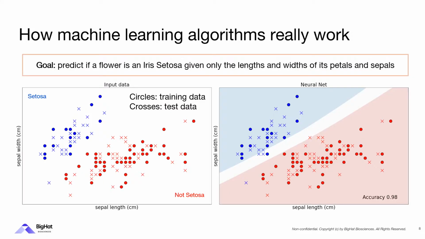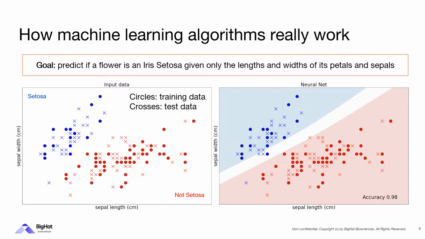So to make this challenge really concrete, let's walk through an example in some detail. The goal that we're trying to get our machine learning algorithms to do here is to predict whether a flower is an iris setosa, given only the lengths and widths of its petals and sepals. And because it's hard to visualize a four-dimensional space, let's just simplify the problem down to make it accessible.